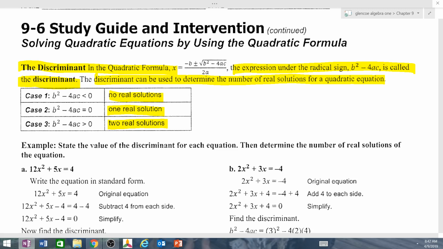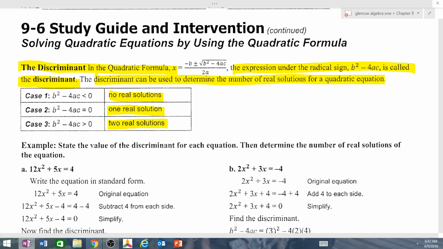Great job, guys. So we remember that the quadratic formula can be used to solve any type of quadratic equation. The thing that's cool about it is it works every single time. The drawback is it's a little lengthy and it takes some time. But today I want to draw our attention to something called the discriminant.